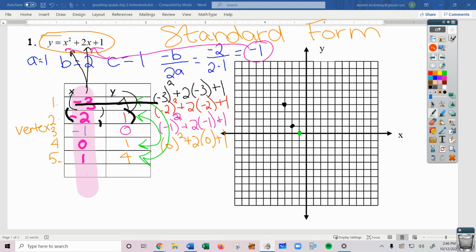Now, I've plotted this point, I plotted this point, I already plotted the vertex. So now I'm going to plot the point 0, comma 1. So I'm going to start at the origin and then go up 1. Okay, and then I'm going to plot the point 1, comma 4. And this right here, if I just draw in my parabola, is then our graph of y equals x squared plus 2x plus 1.